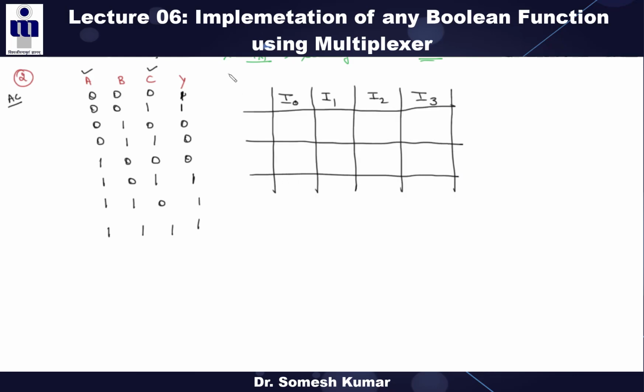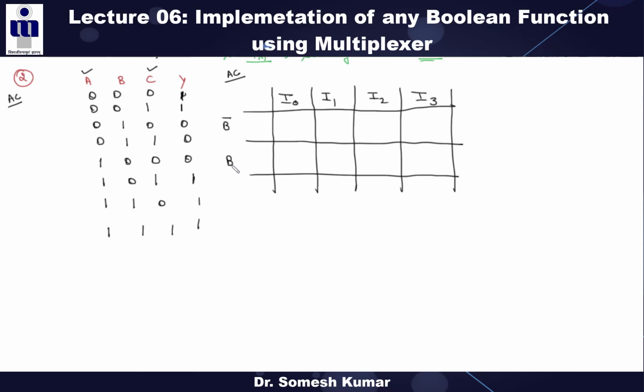Now here A and C are the select lines. So in the inputs, what are the inputs? Inputs may be B, B bar, 0, or 1. This is only the possible combination, right? So here I am writing B bar, here I am writing B. Clear? Now the main thing is the numbering.